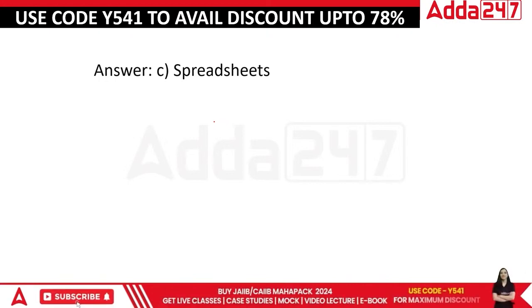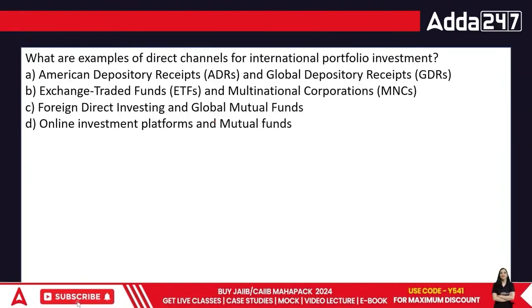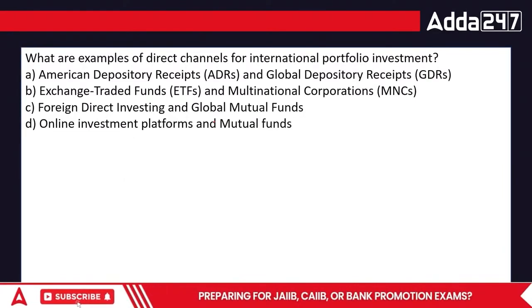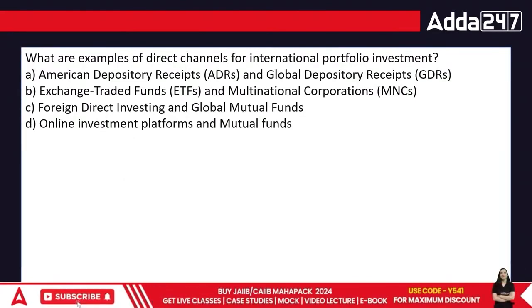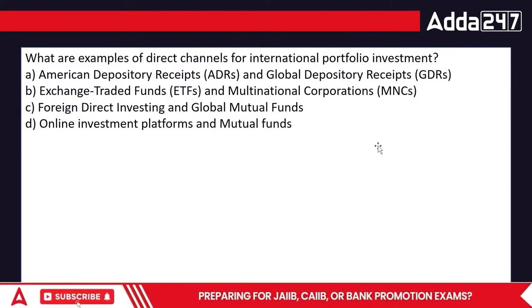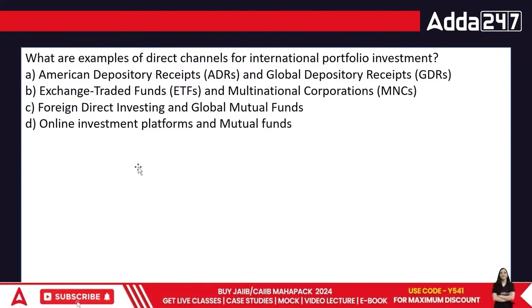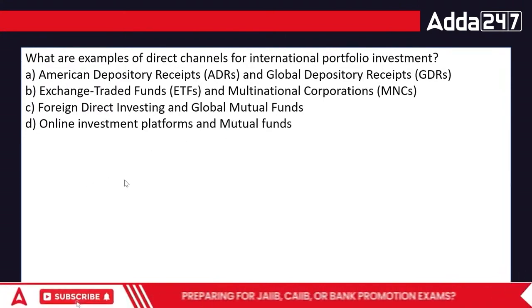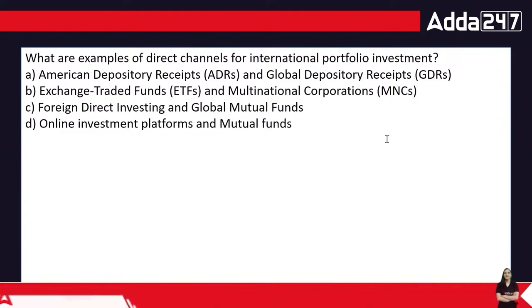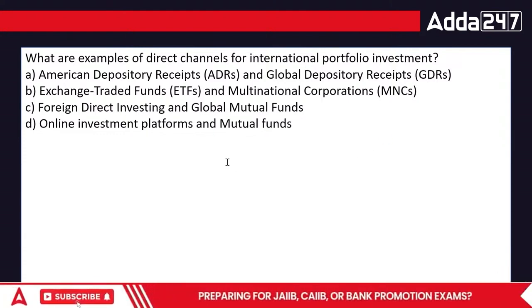Chaliye, let's continue further. Next question says, what are the examples of direct channels of international portfolio investment? So first of all, I would like to ask you, what do you mean by the term portfolio? The portfolio plays a very important role whenever I'm trying to put money somewhere. If I am not being vigilant, then I might lose my money altogether. Warren Buffett had said that never put all your eggs in one basket. Why put all your investments in one particular company when you can spread it out and at least reduce the chances of losses by diversifying the risk?